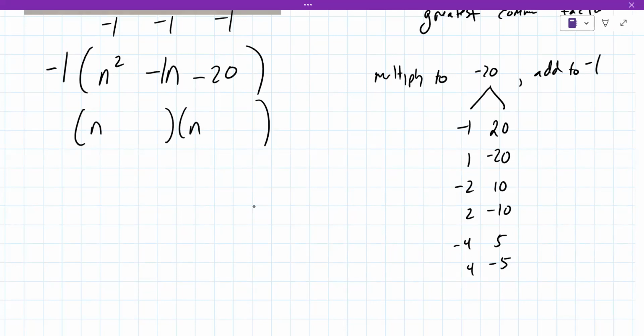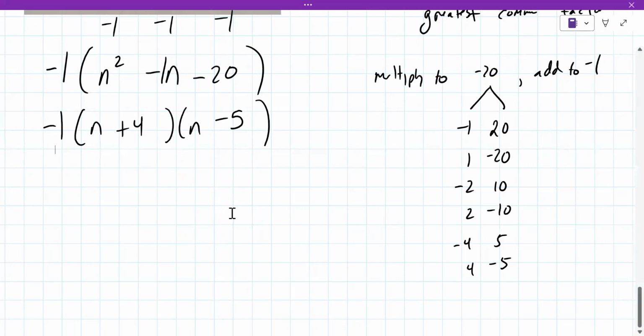Oh, is it negative 5 and 4? n plus 4, n minus 5, bring down the -1. The order does not matter. Like if you really want to go n minus 5, then n plus 4, that is okay for me. Okay. Doesn't matter.